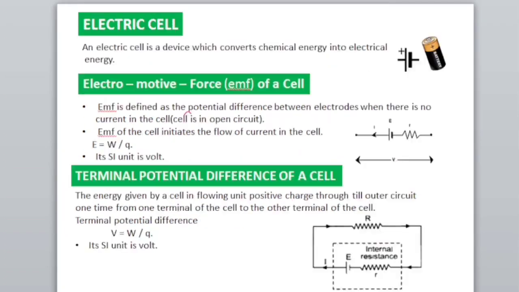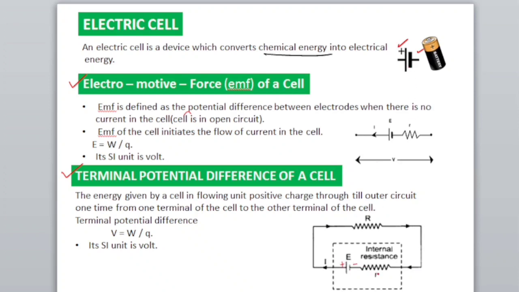Then next, the electric cell. What is this electric cell? You already studied it in chemistry. It is a device which converts chemical energy into electrical energy. It has two electrodes, one is cathode, one is anode. It means one is positive, one is negative. The positive one is bigger and the negative one is smaller. Now the different terms related to this electric cell: electromotive force, EMF of the cell, terminal potential difference of a cell, and the internal resistance of a cell. This is a cell having two terminals. This is the symbol for a cell, positive and negative.